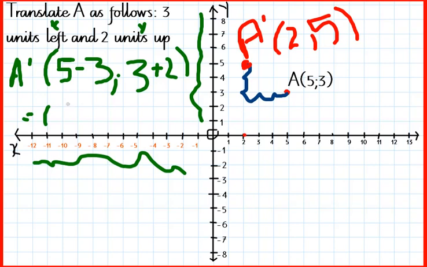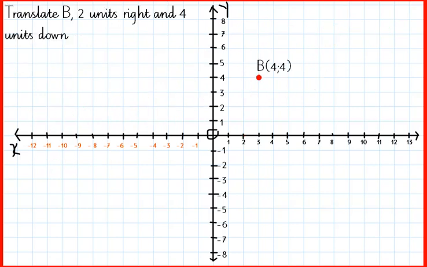5 minus 3 is 2. 2. 3 plus 2 is 5, and that's our answer in this case. And you can see it matches that and this. So however you want to get the translated A, you're welcome to do so, because you still get the same answer. Now let's have a look at the next question.